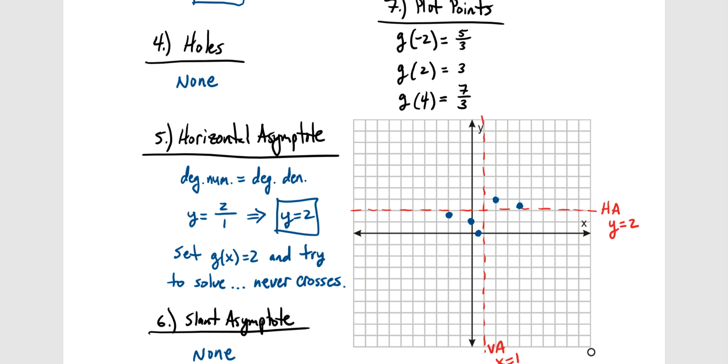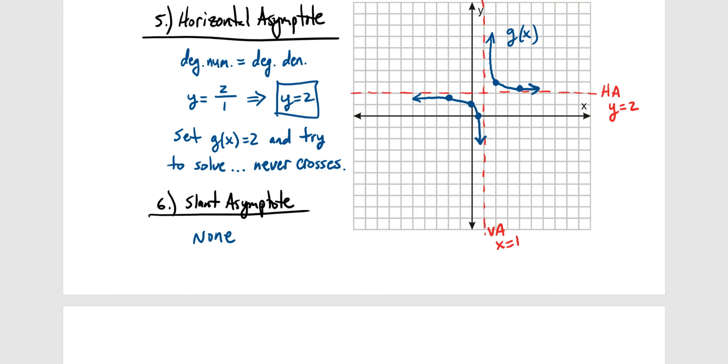And that's actually enough to graph it, even though it doesn't look like it. We have to fill in the rest by knowing how the graph behaves at the asymptotes. So it would have to look something like this.